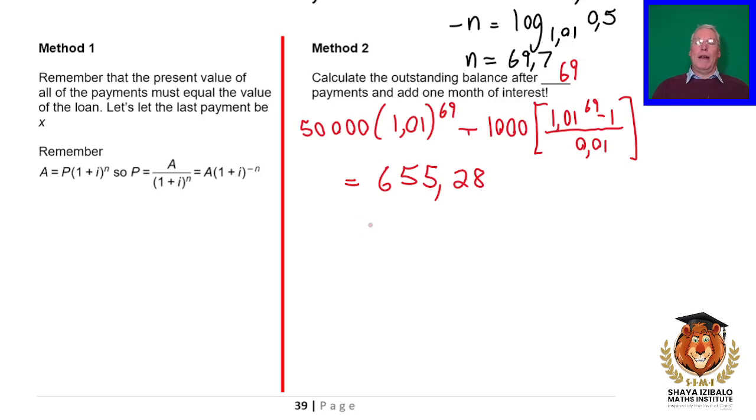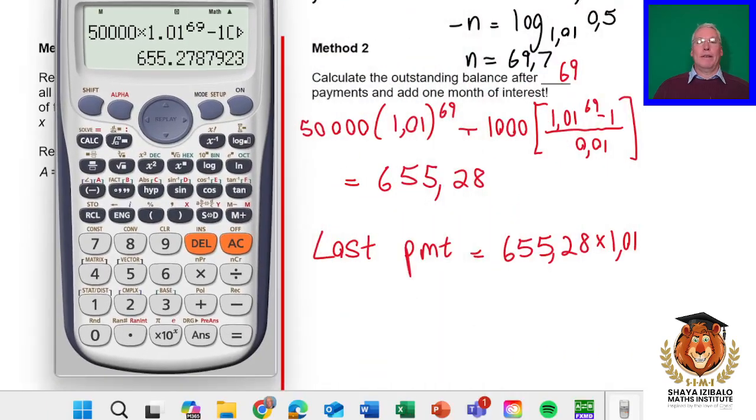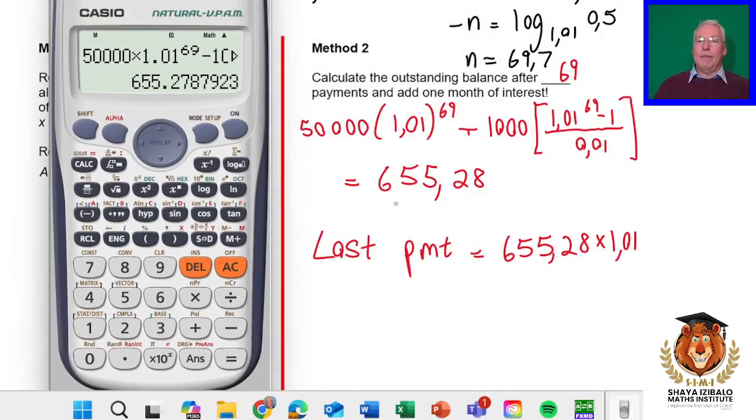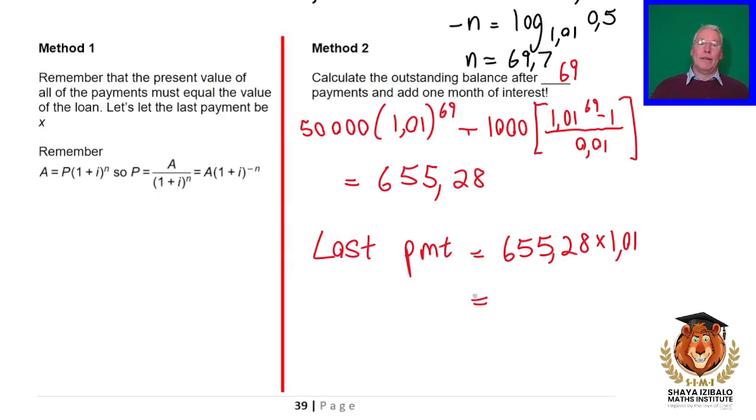Then the bank will add 1 more month's worth of interest. So for our last payment, we need to add 1% to this. So the last payment is going to be 655.28 times 1.01. We're just going to grow it by 1%. Okay, so let's do that. We go times 1.01, and we get 661 and 83 cents. We'll check this out just now, but let's do it the other method first.